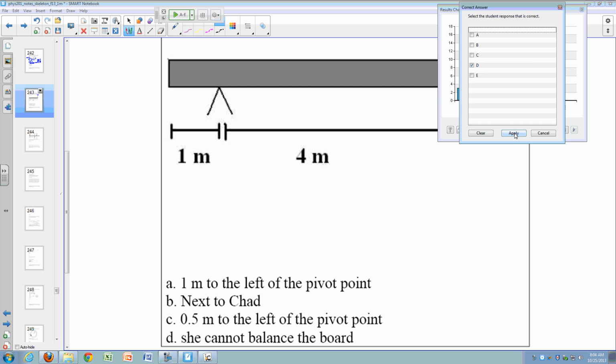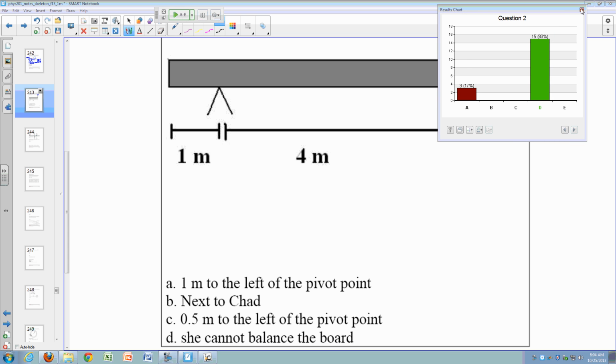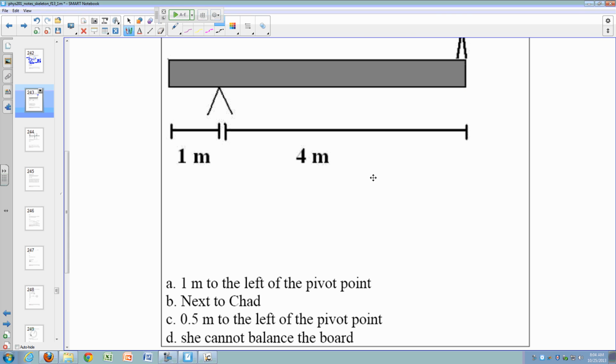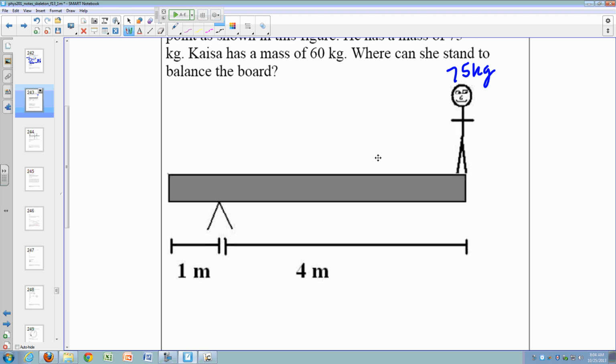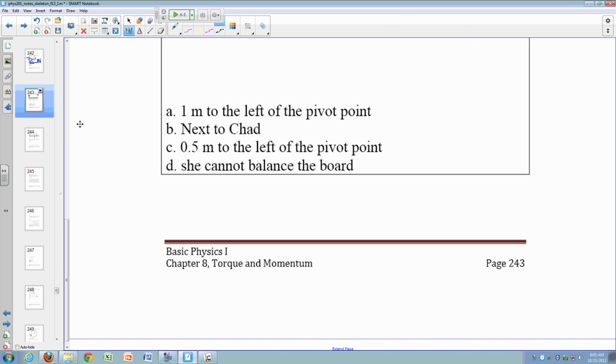So there's nowhere that she can stand, because she has a smaller mass. In fact, in order to balance this board, you would have to have somebody down here that was, what, 300 kilograms. That's a big person, 300 kilograms. But in order to balance the torque, you need somebody 4 times the mass because it's 1/4 the distance.